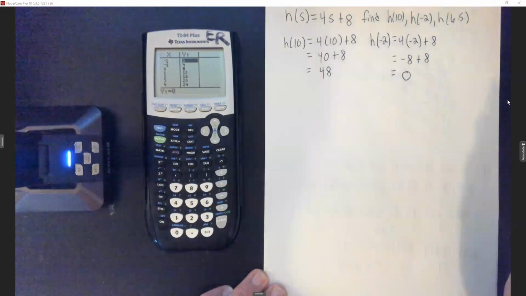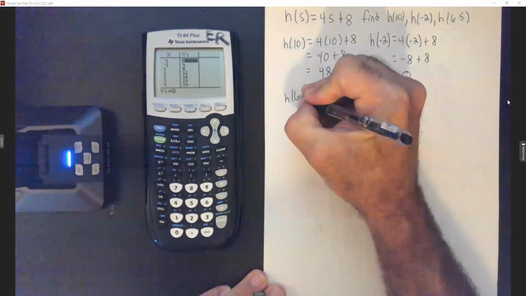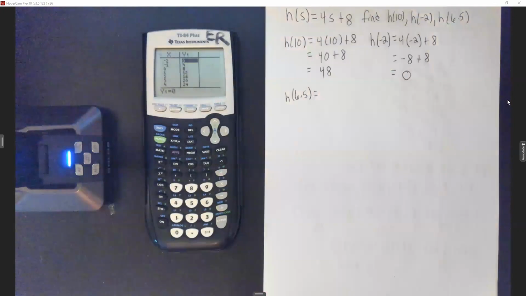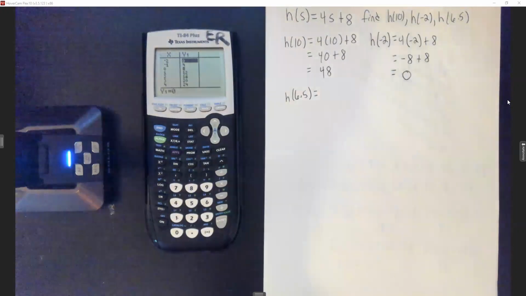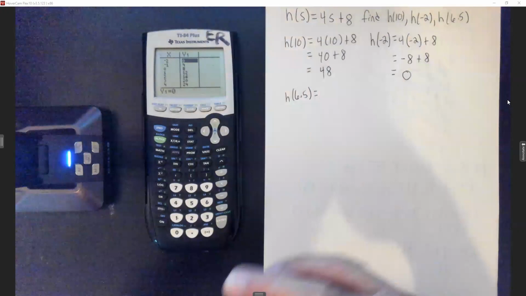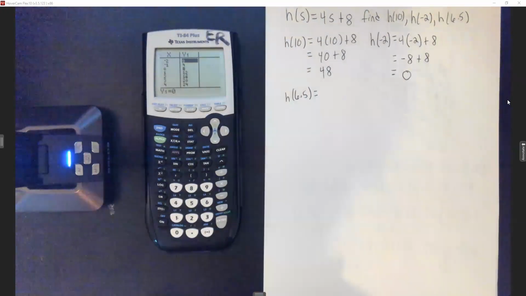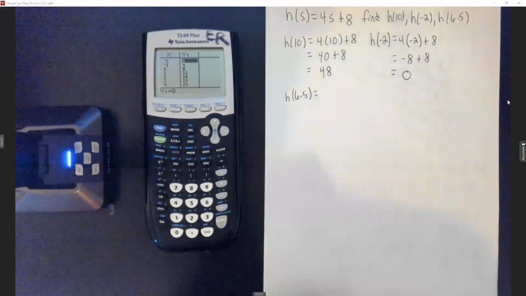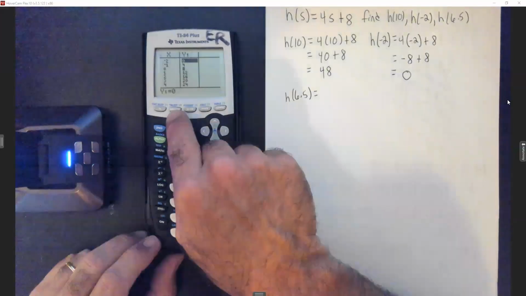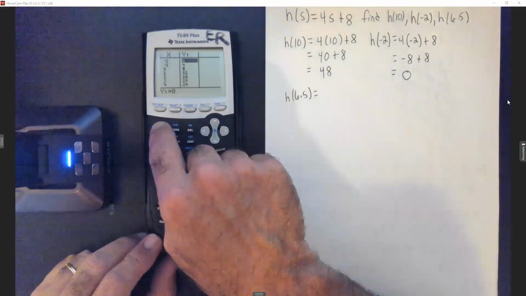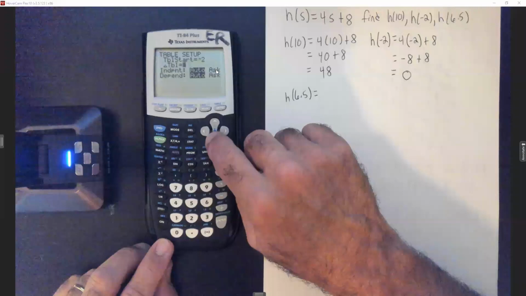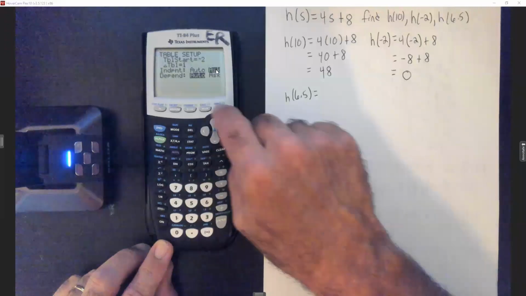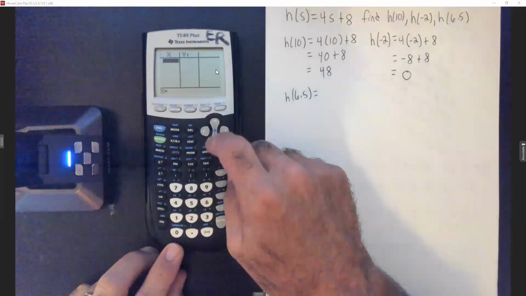And then finally, I got an h of 6.5. So notice I don't have the decimals on here. You would have to ask your calculator to ask for the values for that to be done. Okay, so let me see. If I was going to do that, where it says table set, I would hit blue button. And you see where it says independent is auto? I'm going to put that on ask and then go back to my table.